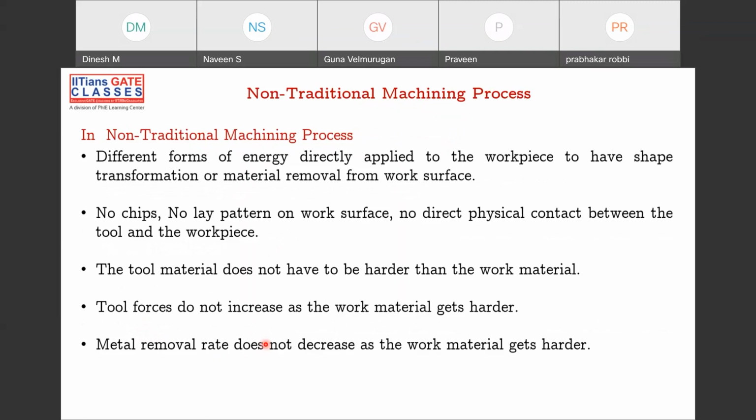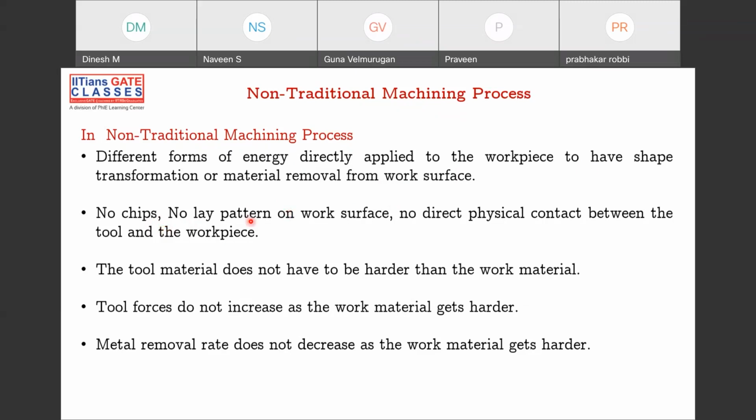Next, this is what I was talking about. Different forms of energies are directly applied to remove the material. What are those? Mechanical, chemical, electrical, thermal, heat, anything. You can apply any available energies, and you can convert that workpiece into a defined shape. No chips, of course, because if you are using thermal, you are heating the material. When you are heating the material, the material will be melted away, right?